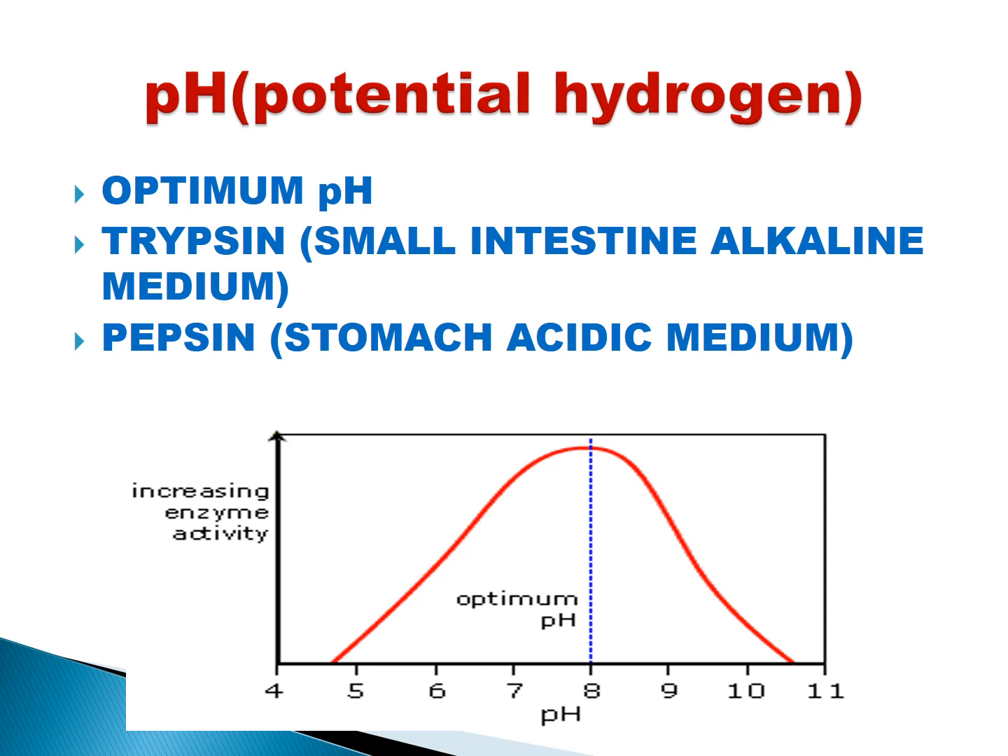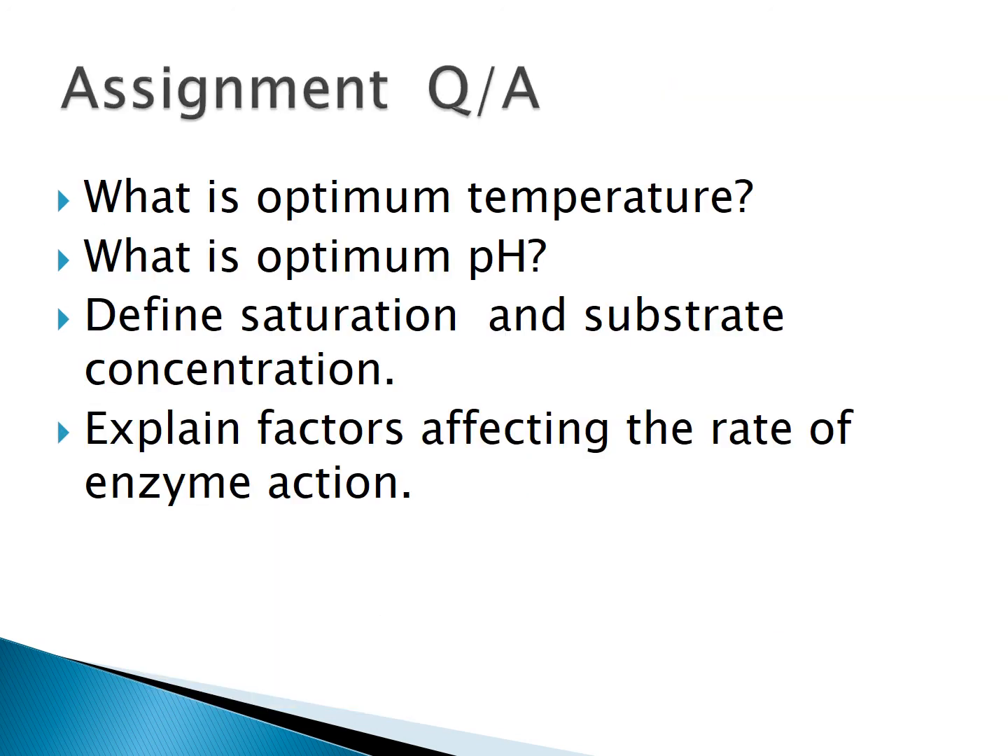Now coming to the assignment part, there are different short questions and a long one as well. What is optimum temperature? What is optimum pH? Define saturation and substrate concentration. And this is the long question: explain factors affecting the rate of enzyme action, in which you have to explain all of the factors and draw the graph as well.